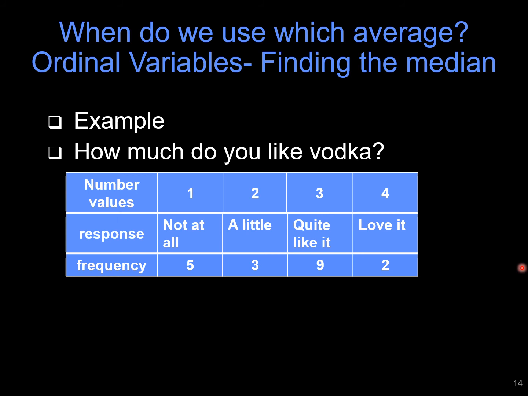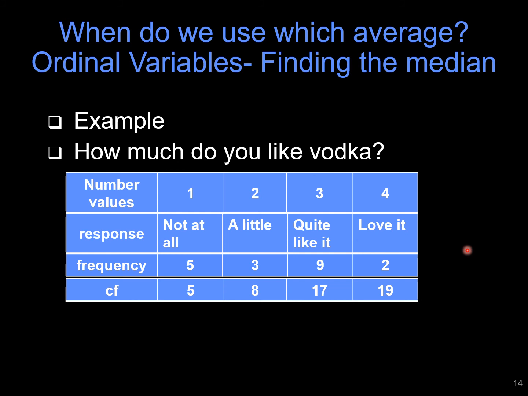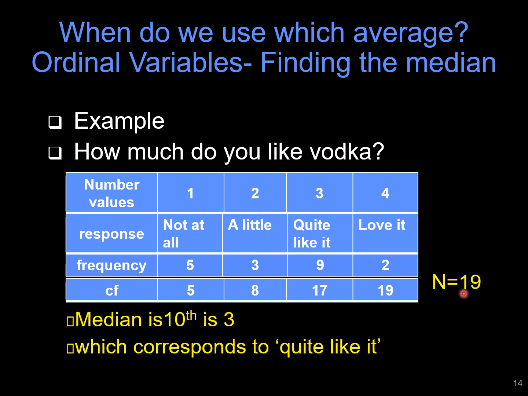So what we need to do is assign number values to these categories. We can now just find the median as we did before. We first of all find the cumulative frequency, and we see where the middle position is. N is 19, 19 plus 1 halved is 10, so the median is the 10th one. We can see that the 8th person was in this group, so the 10th person must be in this group. So the median is 3, which corresponds to quite like it.